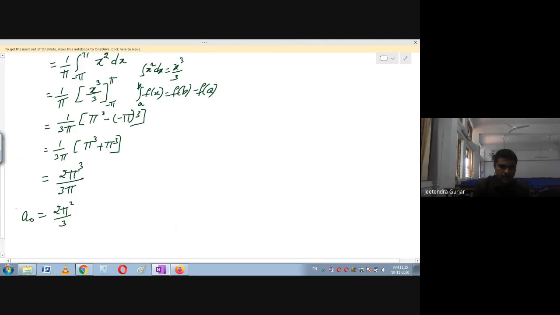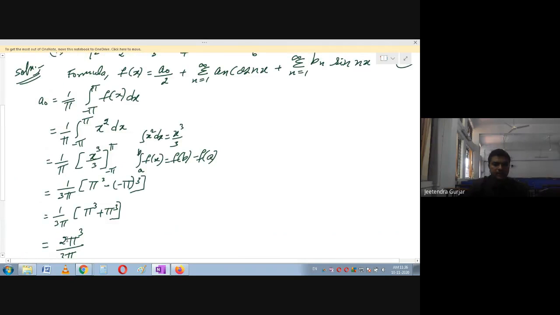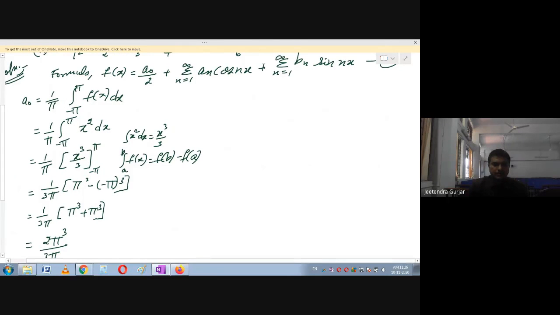So this is how you have to simplify one by one a naught, an, bn. If you simplify, finish, student, 80% of the problem is solved. Just substitute a naught, an and bn in the formulas. It's very simple, students. So now we'll go to the next one.